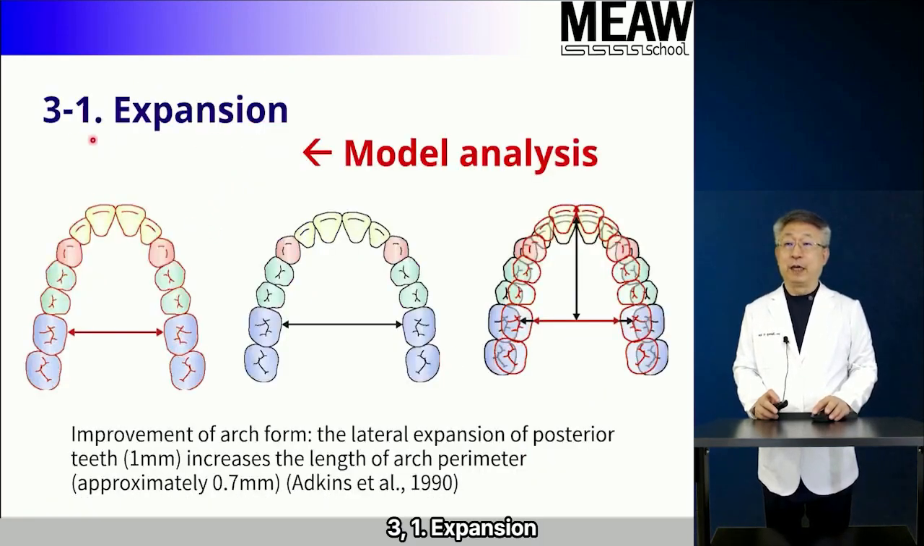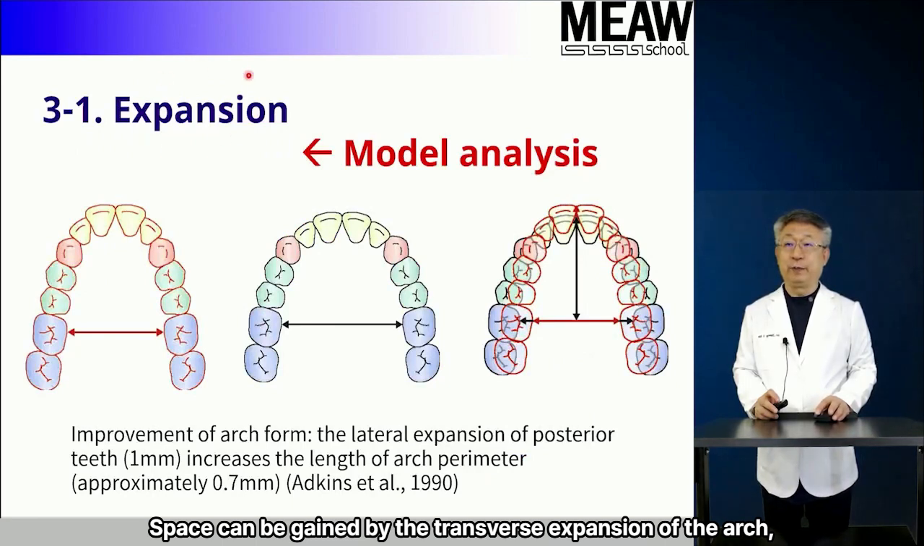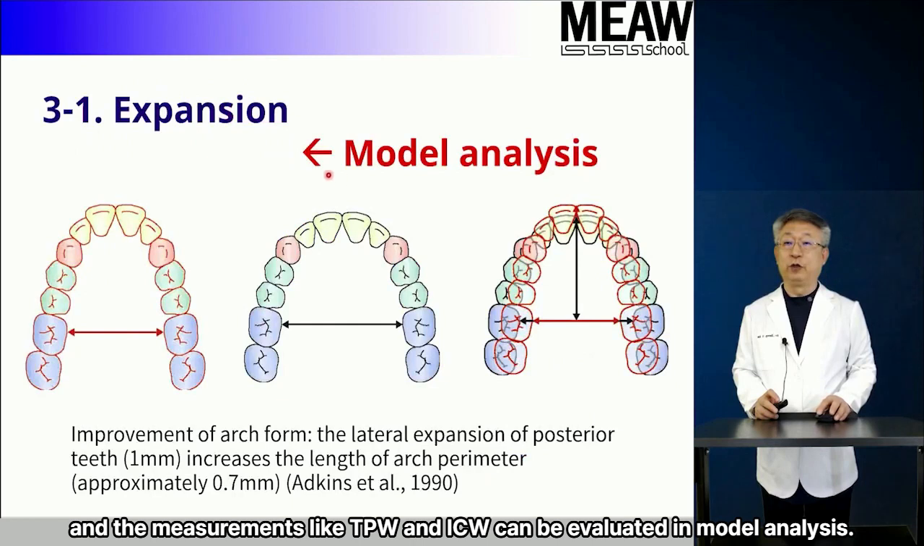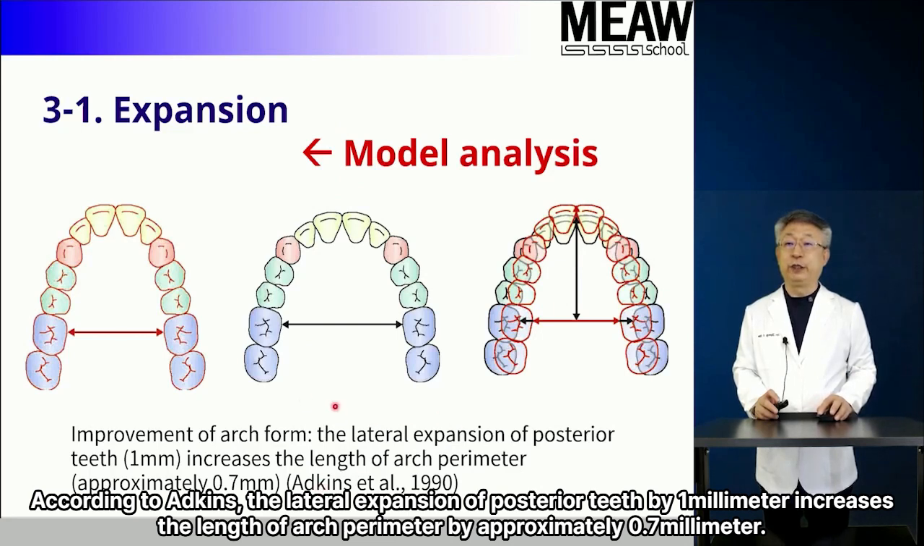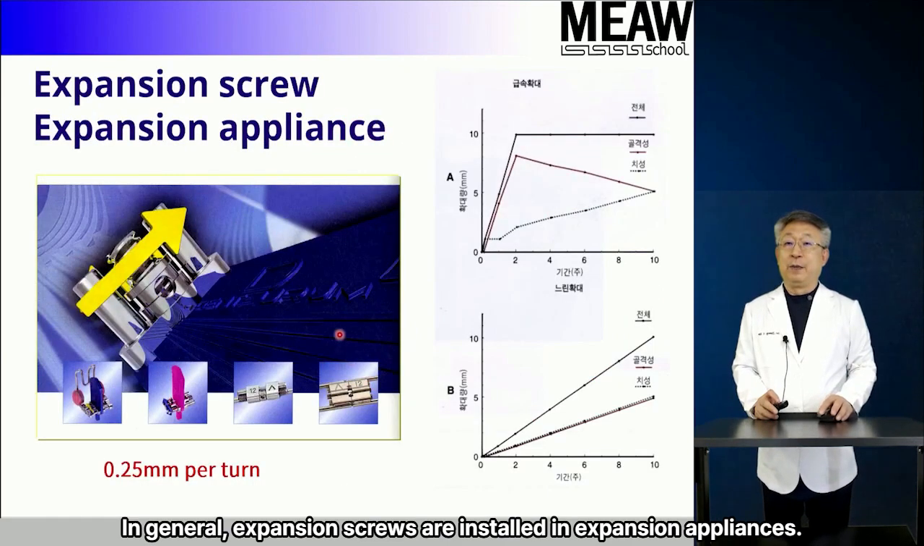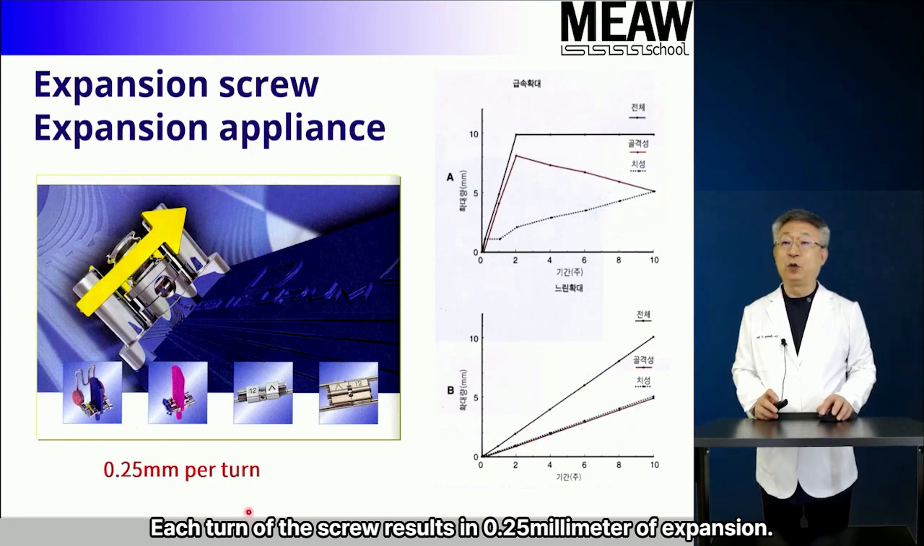3.1 Expansion. Space can be gained by the transverse expansion of the arch, and the measurements like TPW and ICW can be evaluated in model analysis. According to Atkins, the lateral expansion of posterior teeth by 1 mm increases the length of arch perimeter by approximately 0.7 mm. In general, expansion screws are installed in expansion appliances. Each turn of the screw results in 0.25 mm of expansion.